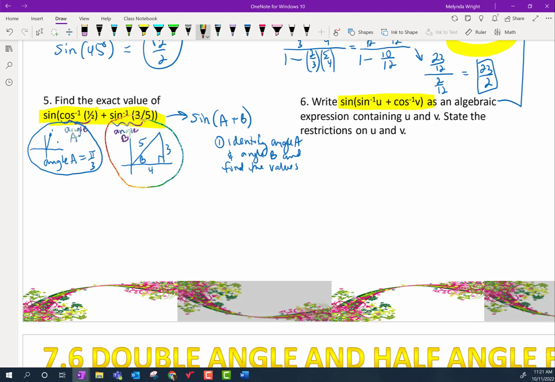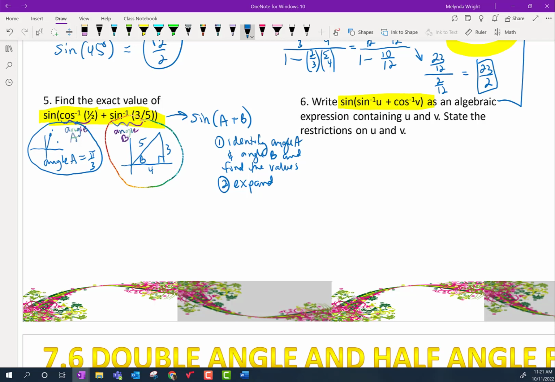Okay, so step 1, we identified angle A and angle B, and we actually got some information about them. We're not just saying, oh, that's angle B, that's angle A. We know stuff about them. All right, so now step 2 is where we expand. We're going to expand our formula.